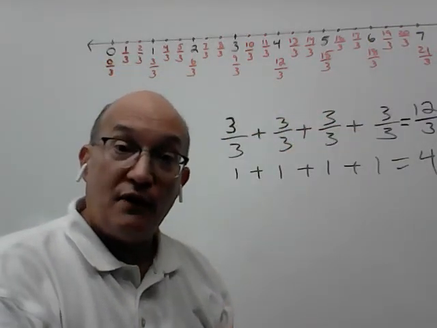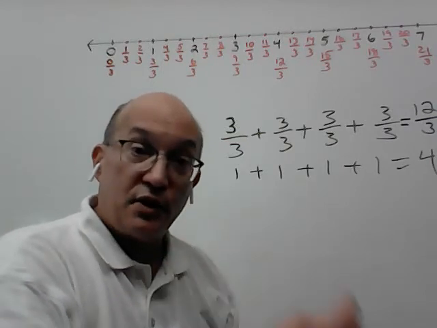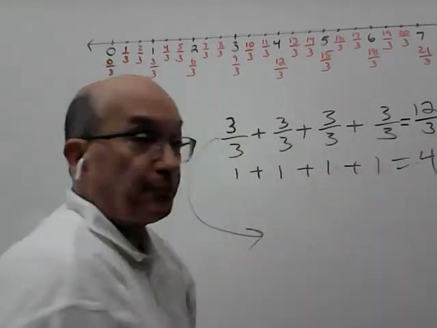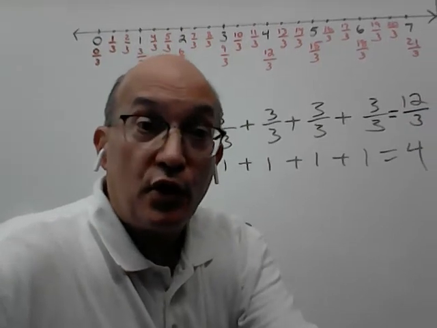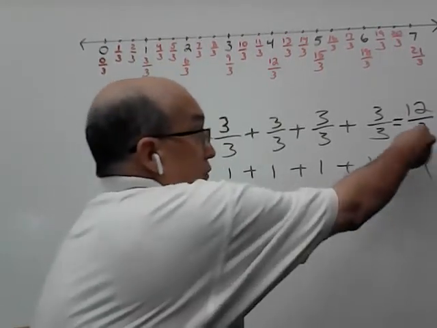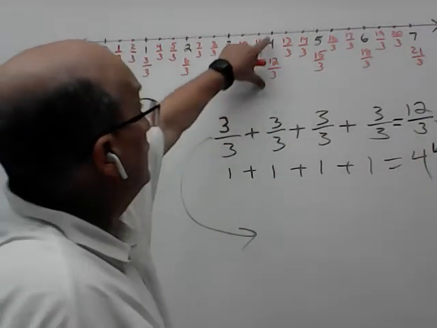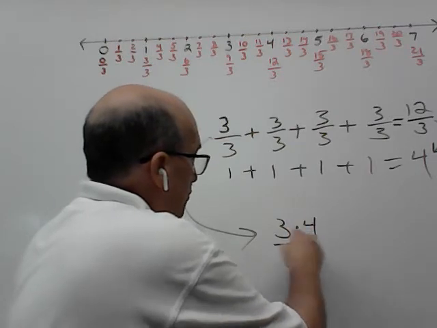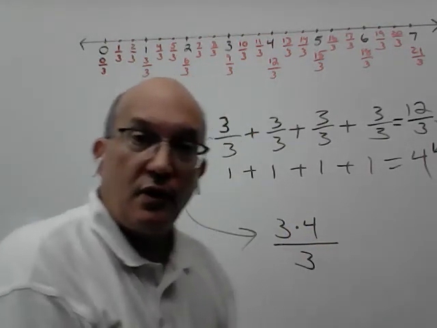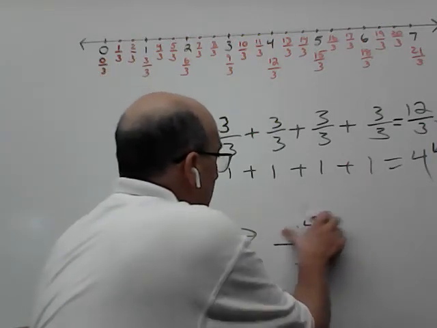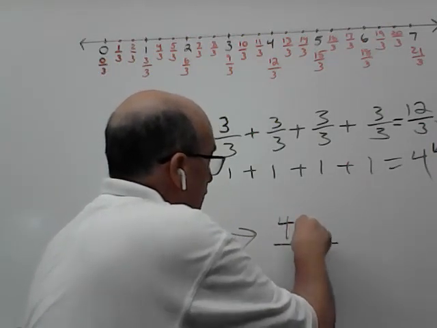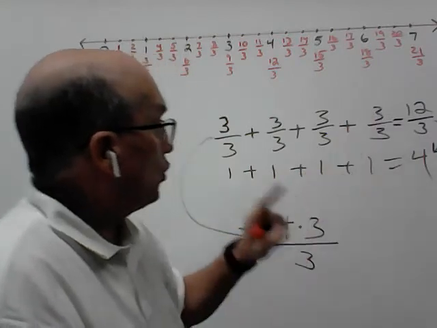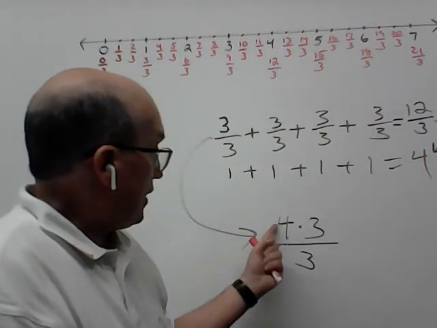Now, you should also be comfortable with the fact that 3 plus 3 plus 3 plus 3 is 4 times 3. So when you're adding those thirds together to get 12/3, which is, of course, 4, notice on the number line, the whole number 4 is 12/3. We could also have thought of this as 3 times 4/3. I'd like to think of it as 4 times 3. Multiplication is commutative, but I like to think of adding four threes together as four times three. Now that four times three is 12.